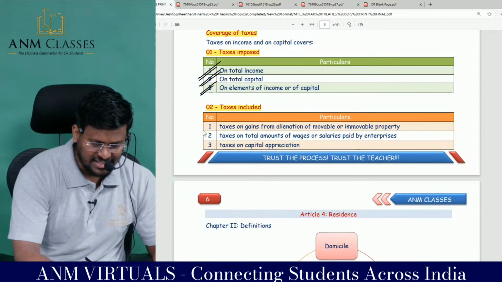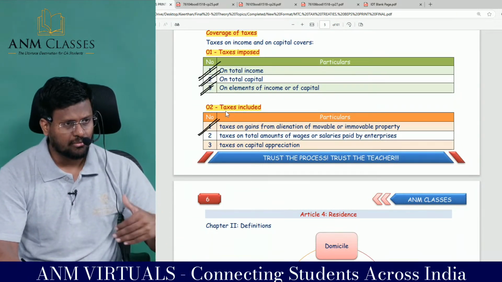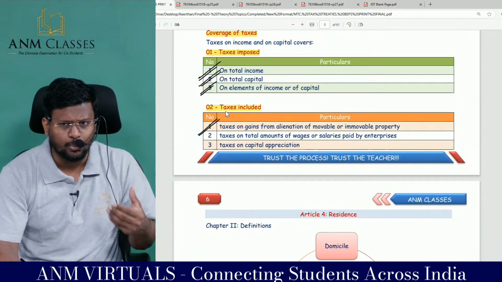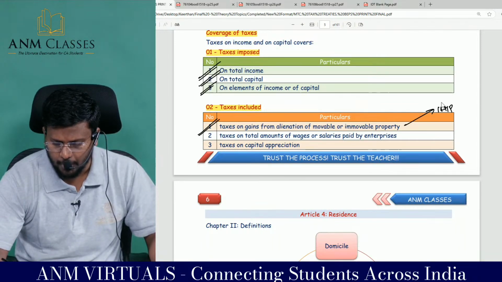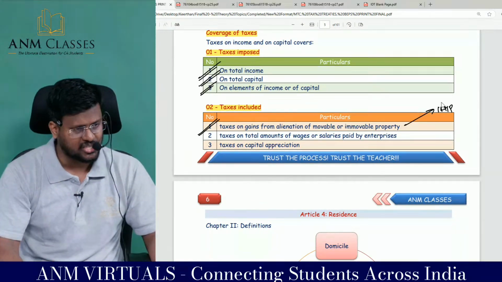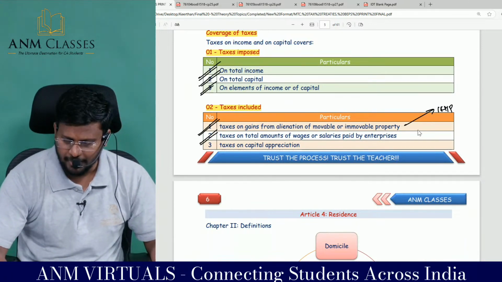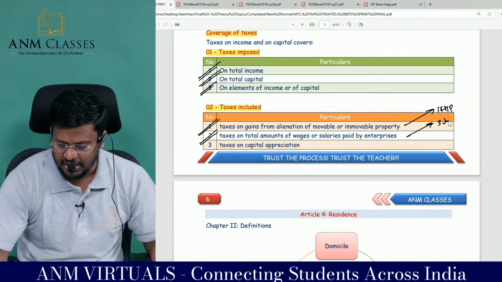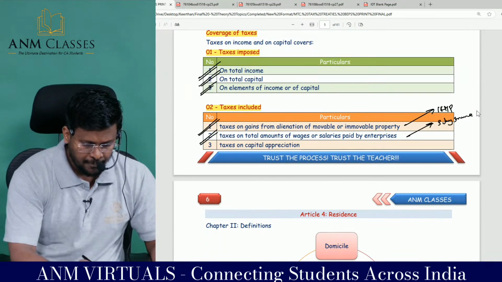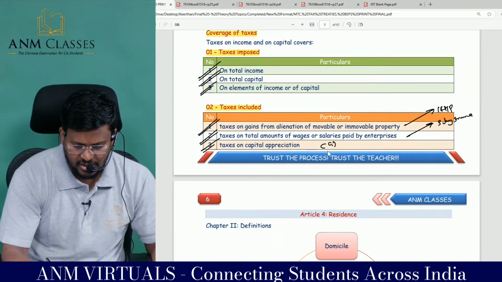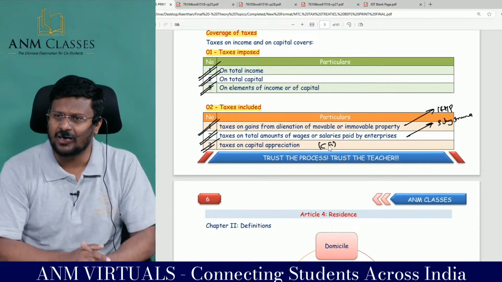Taxes included: taxes on gain from alienation of movable or immovable property. By renting of immovable property, you may get income from house property. Even that income from house property will be dealt with in the double taxation. And taxes on the total amount of wages and salaries paid by enterprises. That means salary income will also be covered in the double taxation avoidance. And taxes on capital appreciation, which is nothing but gain. So these types of taxes will be explained in Article 2.